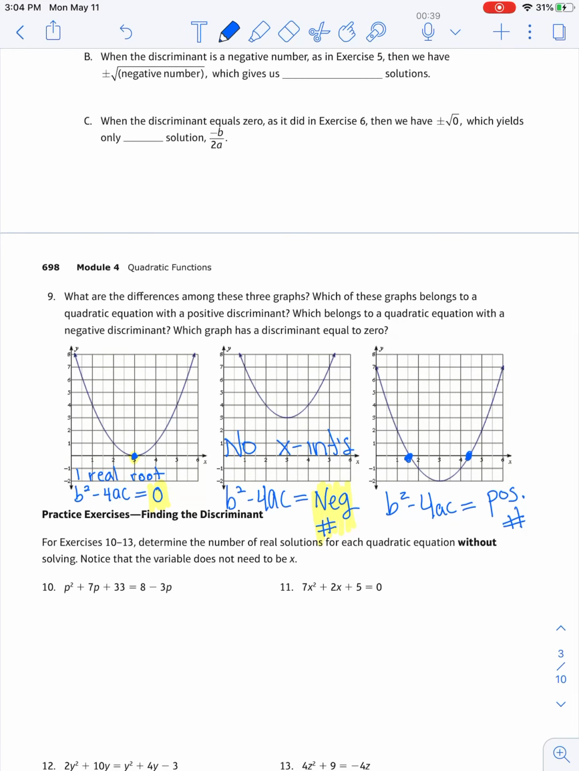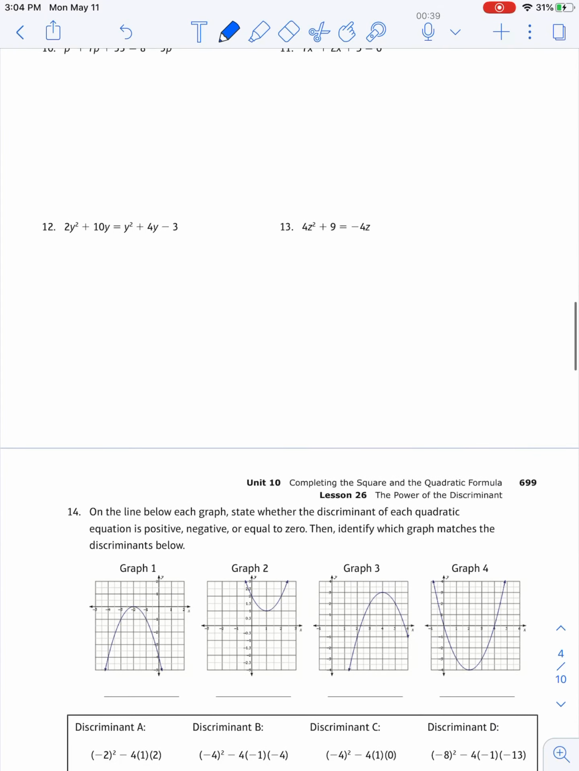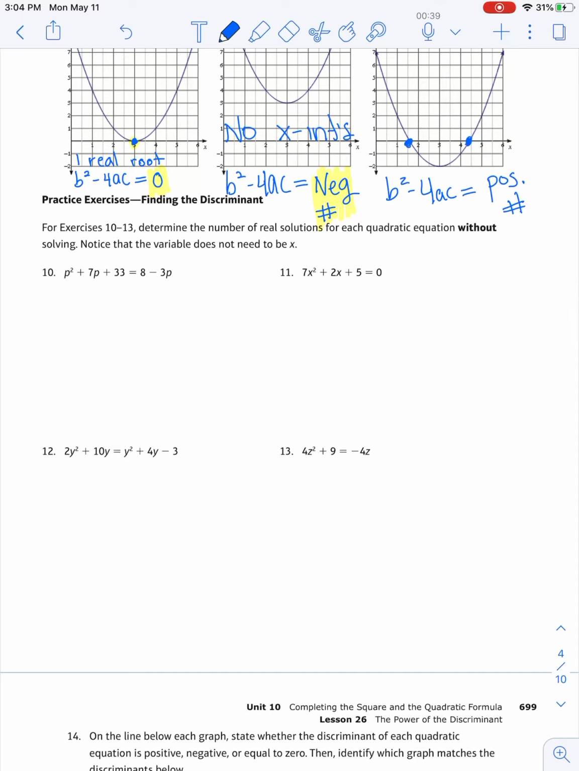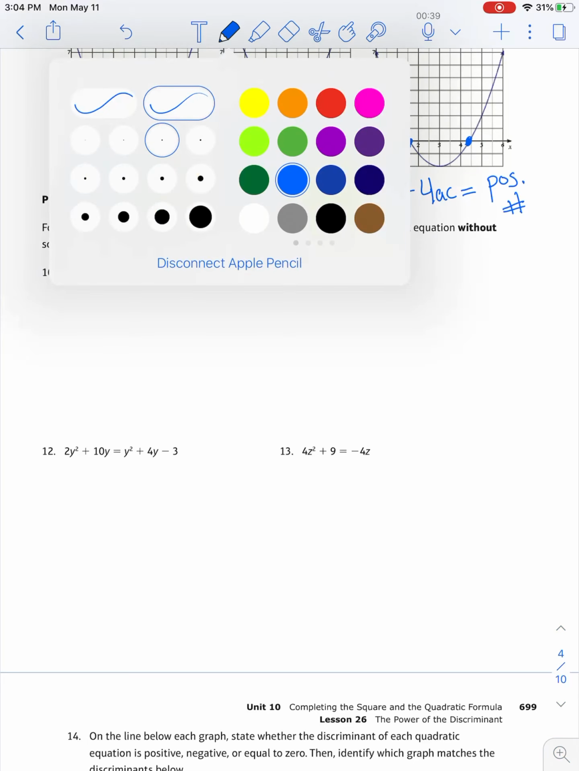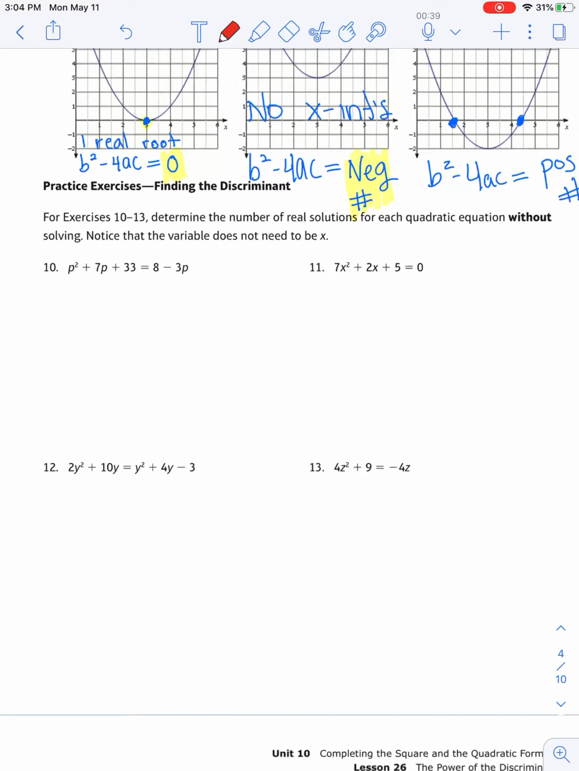We're going to go ahead and do a couple of these. All right, so let's do numbers 10, 11, 12, and 13, and that'll be sufficient for our notes for today. And then what I want you to do for your practice on this is go on to Delta Math and complete the power of the discriminant as practice.